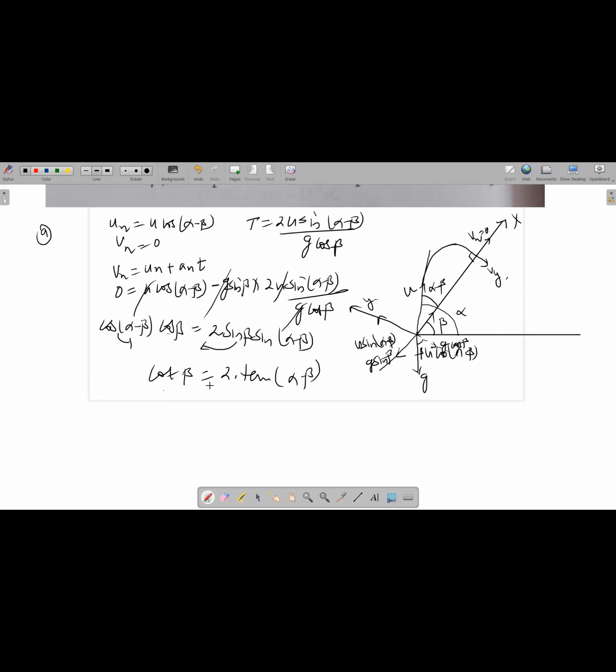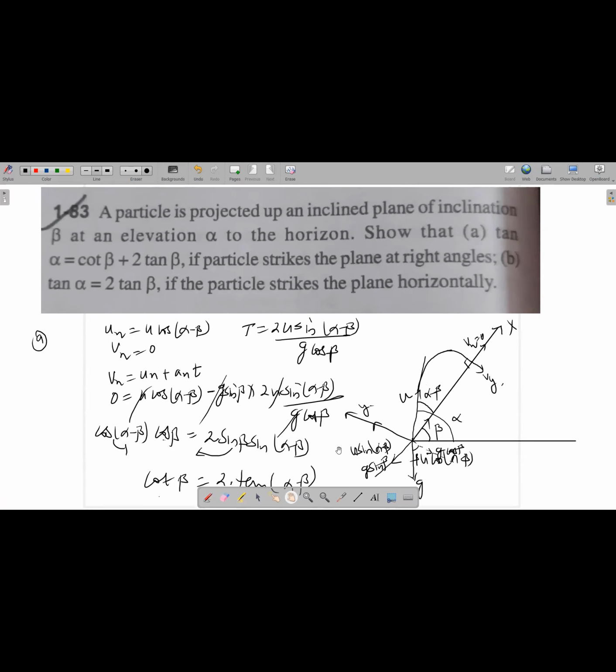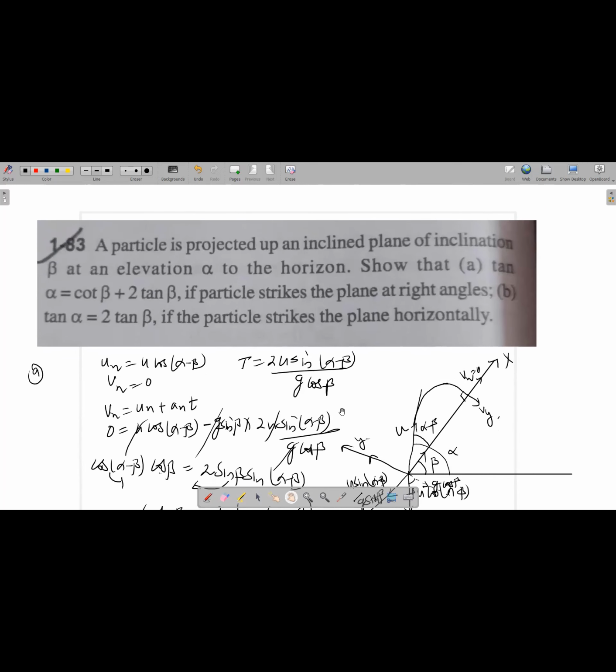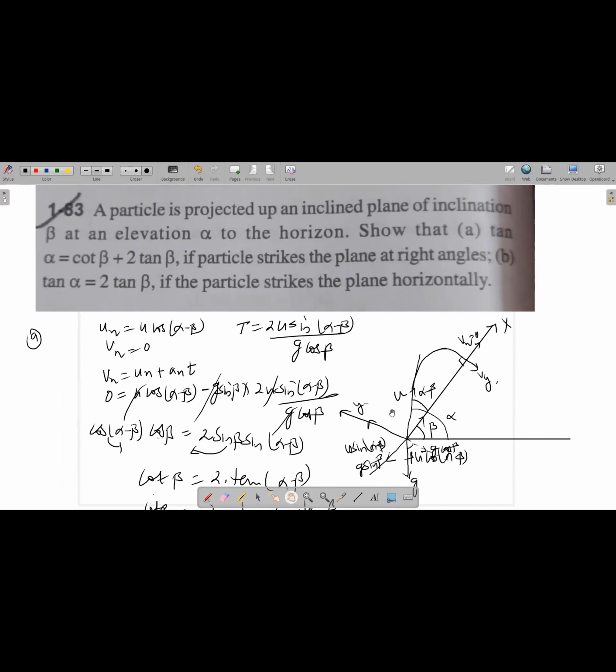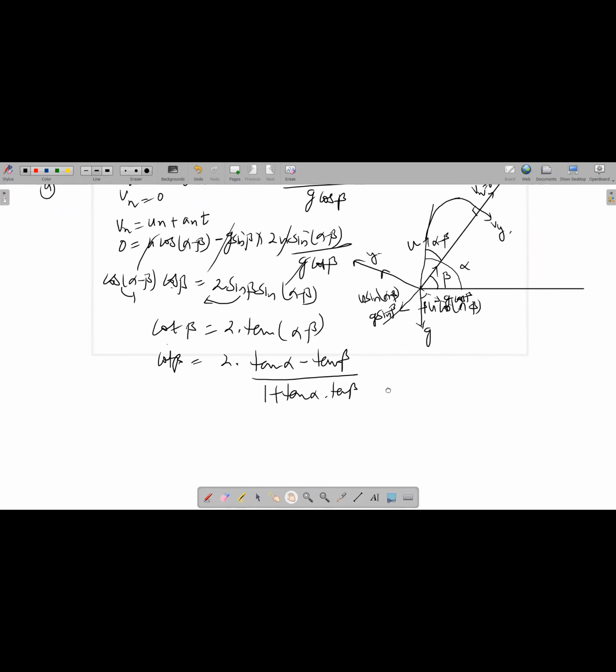Here you apply the formula of what we have to prove. We have to prove tan alpha equal to cot beta. Okay, so let it be cot beta only. This is 2 tan(A minus B), that is (tan A minus tan B) upon (1 plus tan alpha into tan beta). We have to prove tan alpha, so we have to remove tan alpha from here.